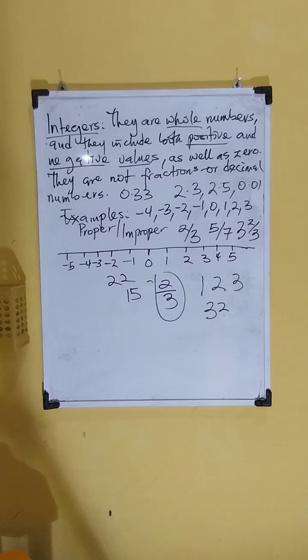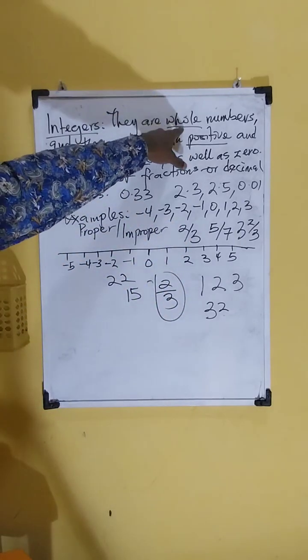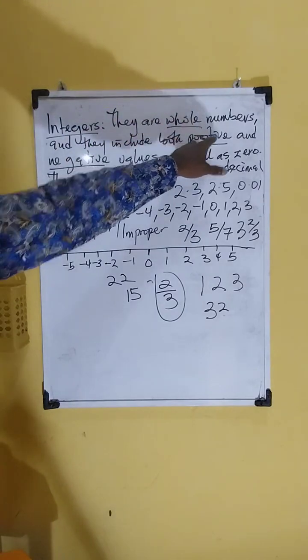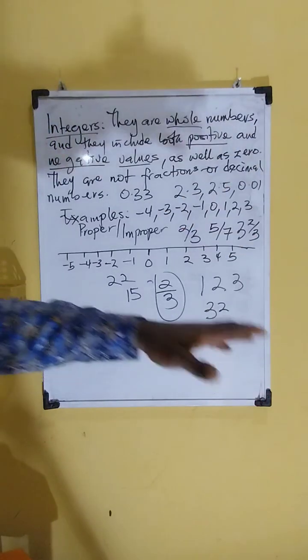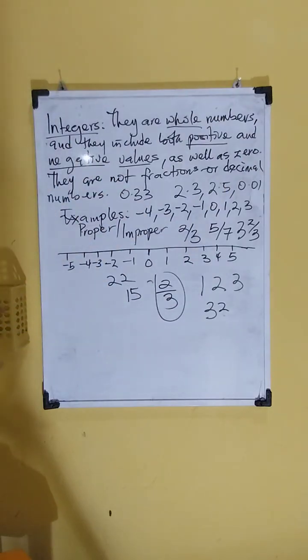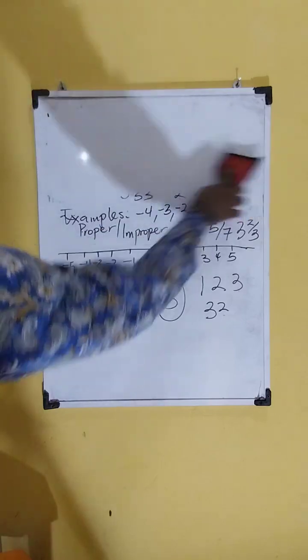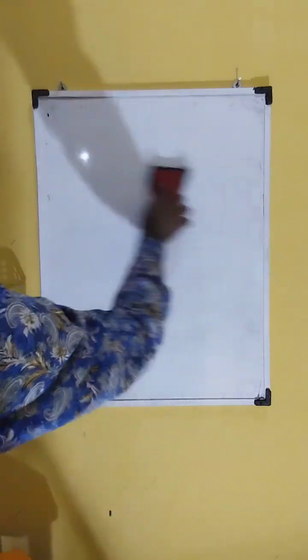All right, very well. So let us proceed. I was talking about integers. I've actually given examples of integers. The integers are whole numbers, and they are both positive and negative. They can either be positive or negative. And it also includes the number 0. So those are integers. Now let us look at the second on the list.